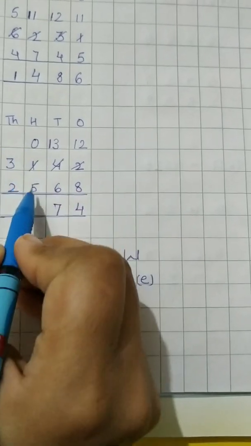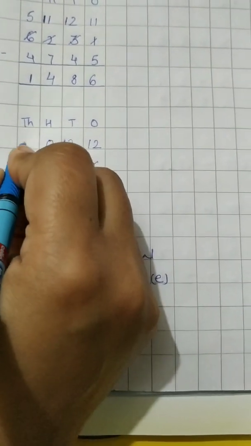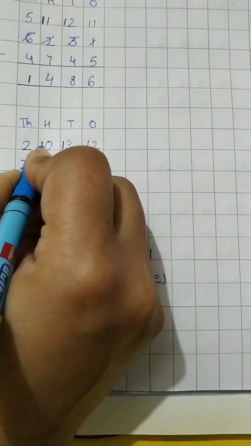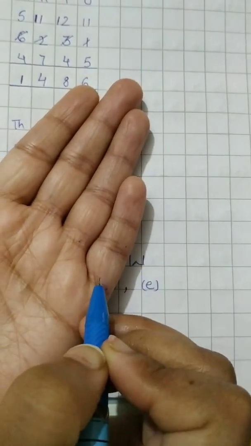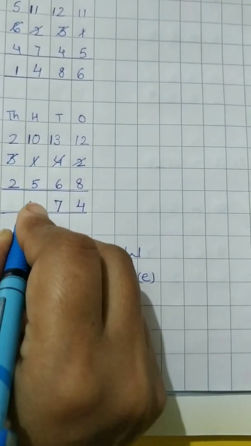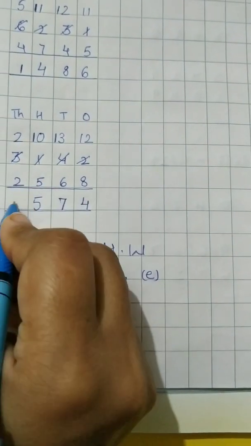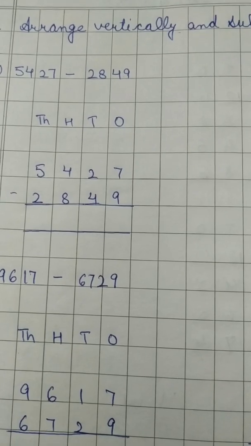Now here, 0 minus 5, not possible. So, it will borrow from this 3. It will become 2 and this one 10. 10 minus 5. Let's count. 6, 7, 8, 9, 10. 5. And 2 minus 2, 0. Now, homework D and E part.